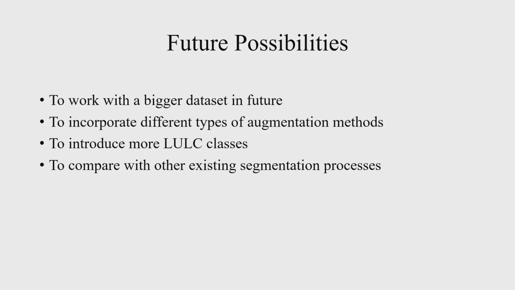Future possibilities. Let's look at some future possibilities and scope for future works. Firstly, we can work with a bigger dataset that might give us more insight into the errors. Then we can incorporate different types of augmentation methods. We only used rotation here. We can use saturation, hue, lighting change along with upscaling and downscaling. We can introduce more LULC classes along with the 6 we already introduced. We can compare with other existing segmentation processes.